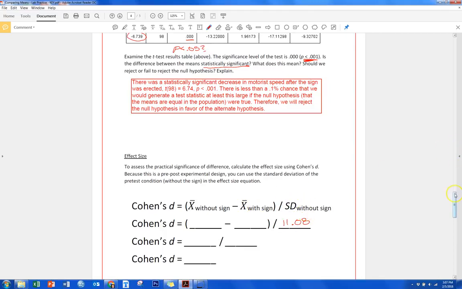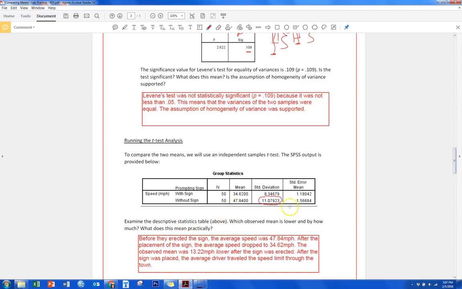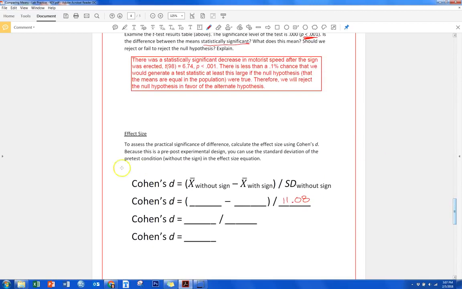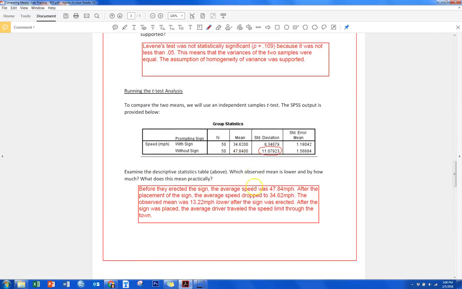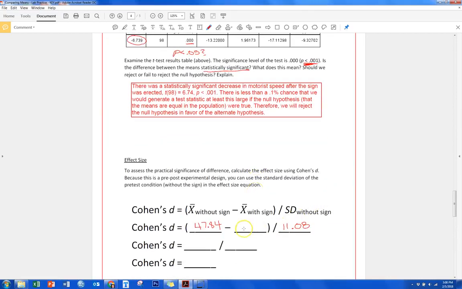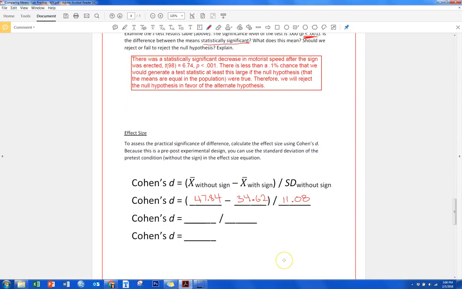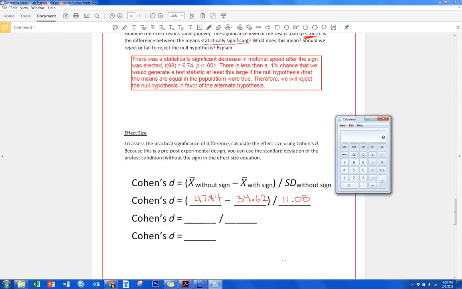Without the sign, the speed was 47.84. With the sign, it dropped to just under 35, 34.62. So it's this difference divided by the standard deviation of the before condition. Let's go ahead and do the math. We did it earlier. 47.84 minus 34.62 gives us 13.22.